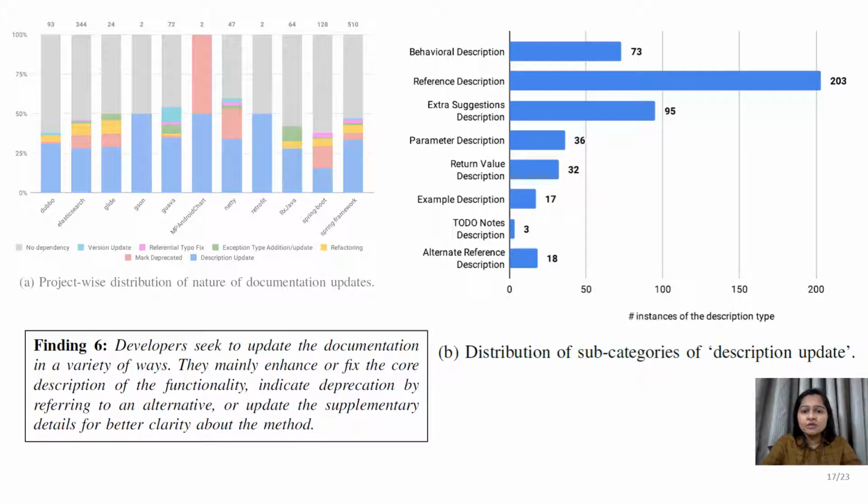Knowing this taxonomy of documentation updates can be useful in focusing on the specific categories to design solutions to reduce the inconsistencies.